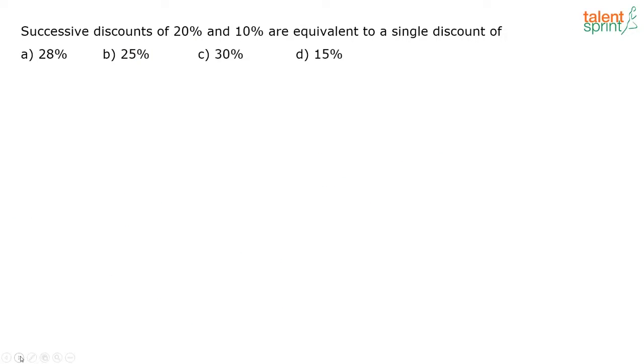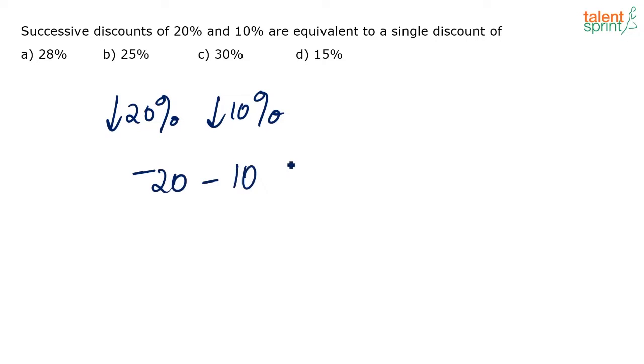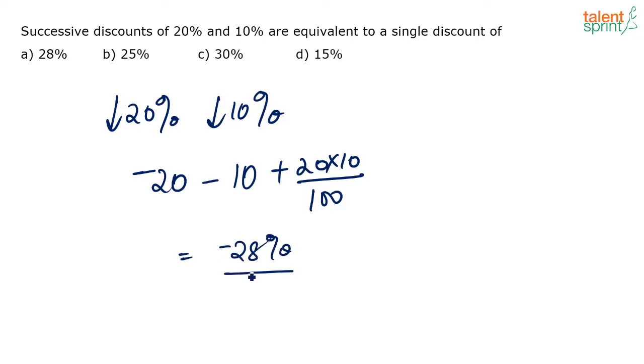Next question. So this is on successive discounts. We just discussed successive discounts, right? So successive discount, how will you do? You will always use the concept of effective percentages, because that is very easy to solve. So you have a discount of 20% followed by a discount of 10%. So what is the equivalent discount? I am putting minus 20 minus 10 plus 20 into 10 by 100, that is equal to minus 30 plus 2, that is minus 28%. So the effective discount is 28%, right?